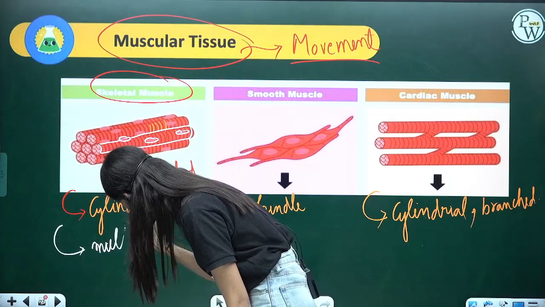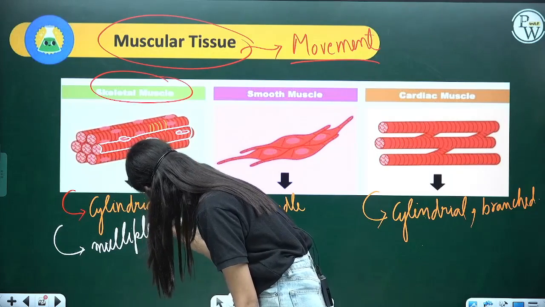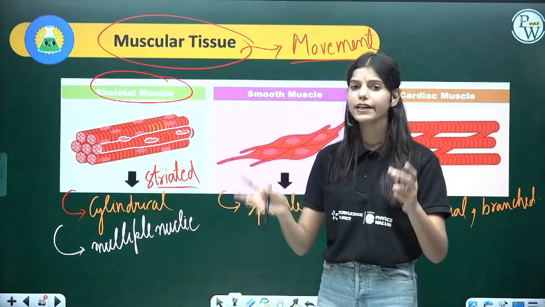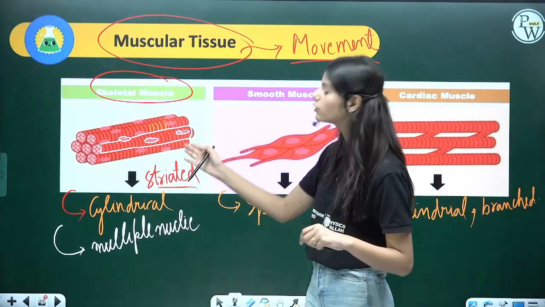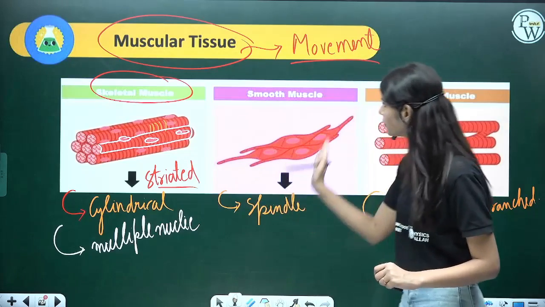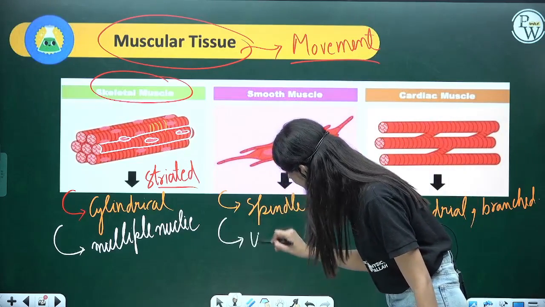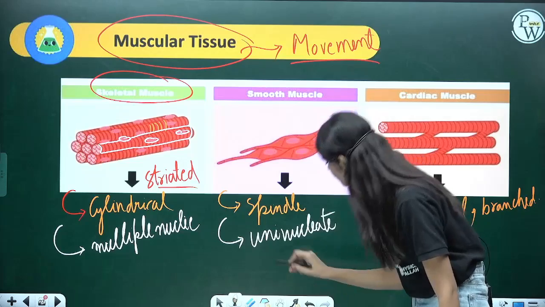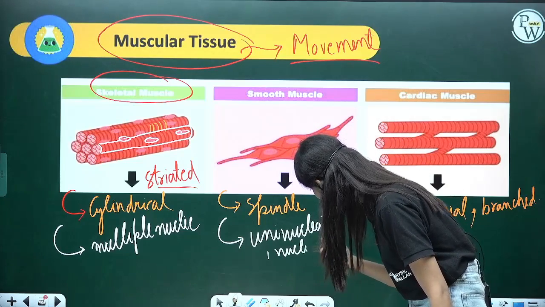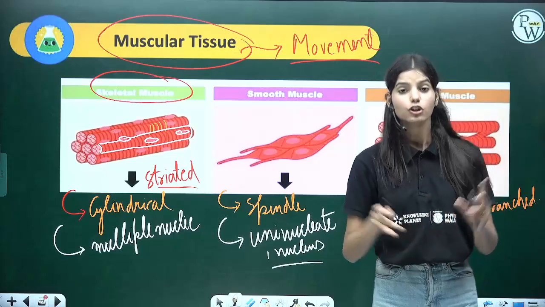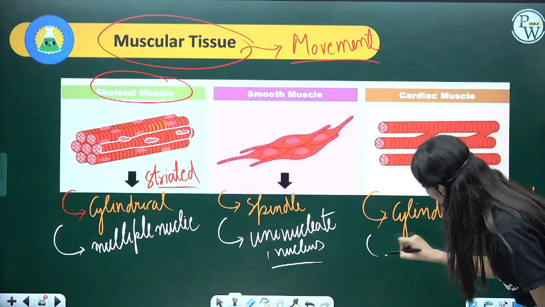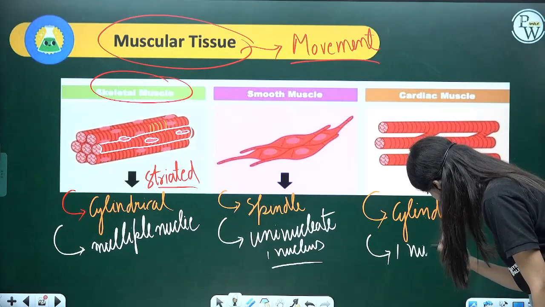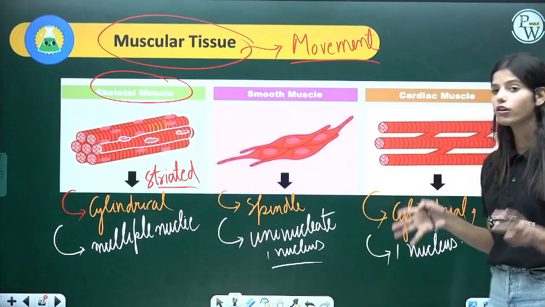Okay, so they have multiple nuclei, and these nuclei are present on the surface. They're not present inside the cells. Okay, talking about the smooth muscles, they are uninucleate, or you can say they just have one nucleus in each cell. Talking about the cardiac muscle, guys, they also have one nucleus in each cell. So they are also uninucleate. So they also have one nucleus in each of these cells.